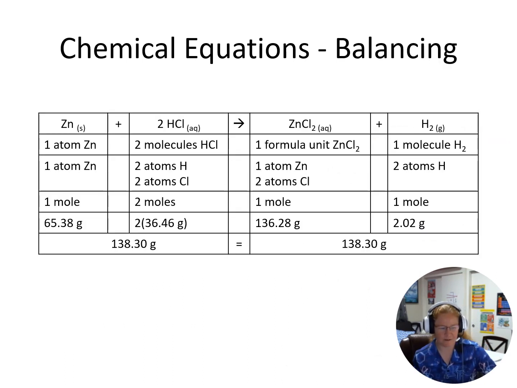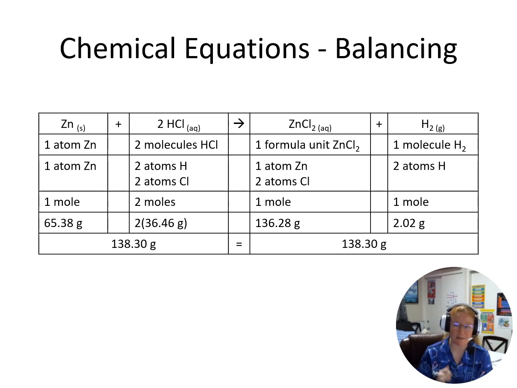Okay, so if I were to take a look at an equation like this, so zinc and hydrochloric acid gives me zinc chloride and hydrogen gas, I would count up everything there. 1 atom of zinc, 2 atoms of hydrogen, 2 atoms of chlorine, 1 atom of zinc, 2 atoms of chlorine, 2 atoms of hydrogen. That balances.